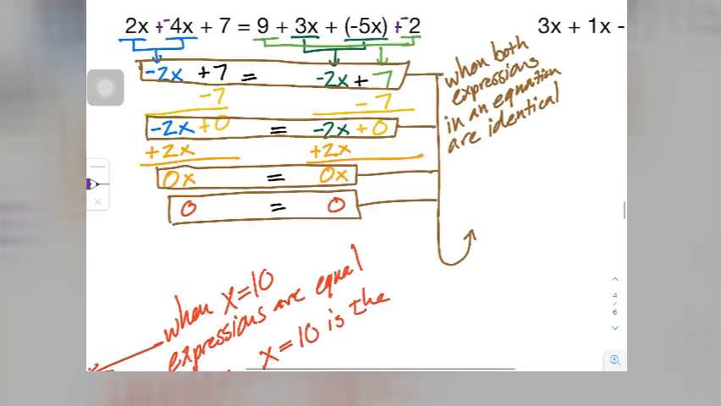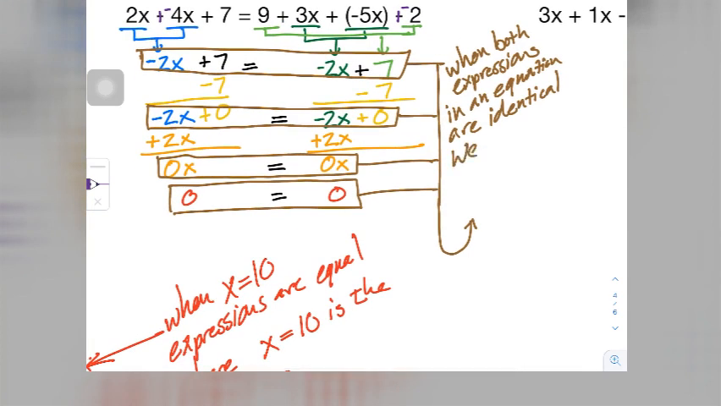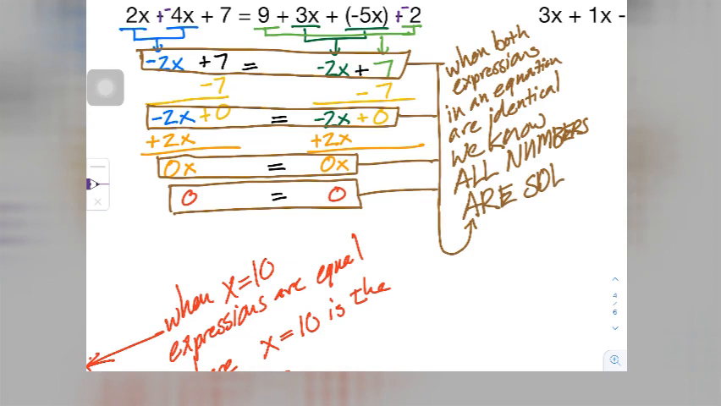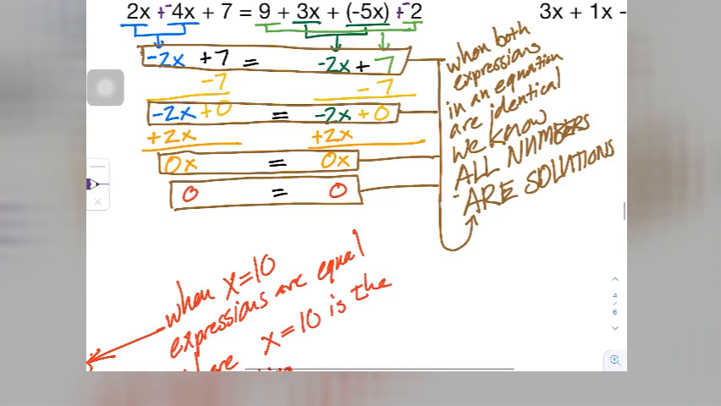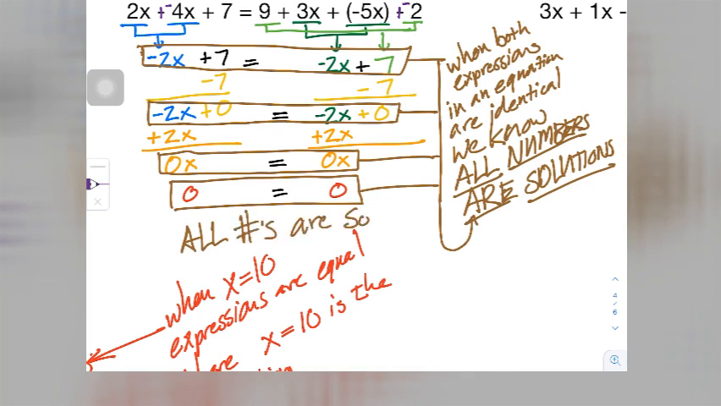when both expressions in an equation are identical, we know that all numbers are solutions. So this is actually what you write. You actually write all numbers are solutions as your answer. All numbers are solutions.